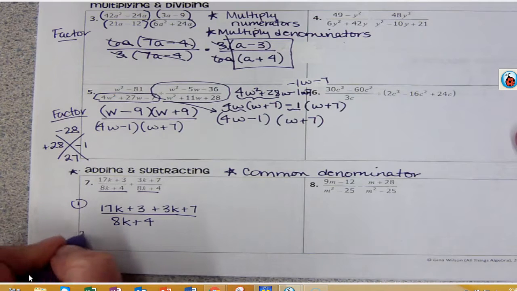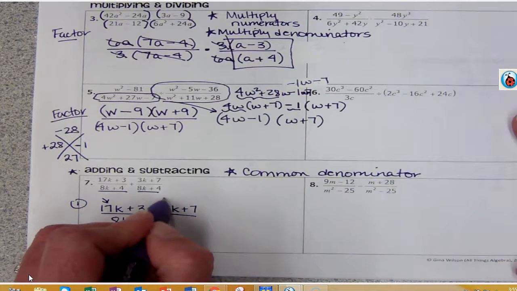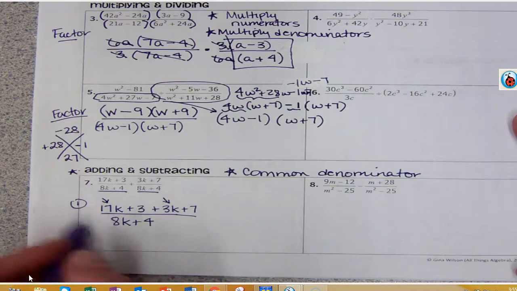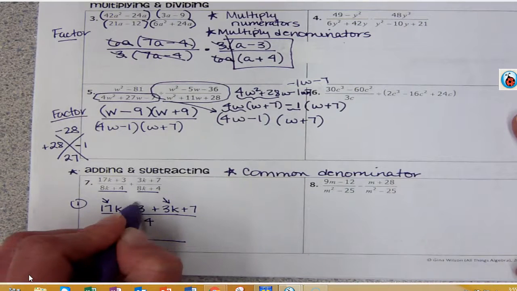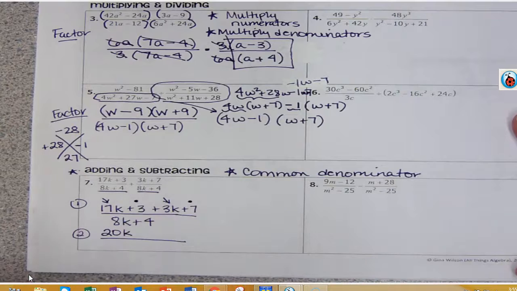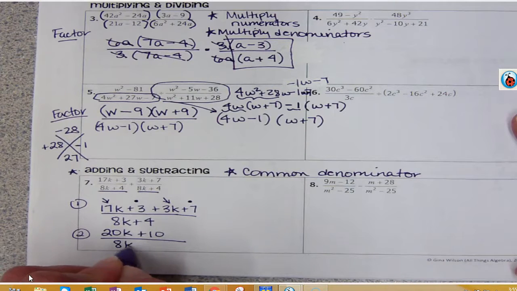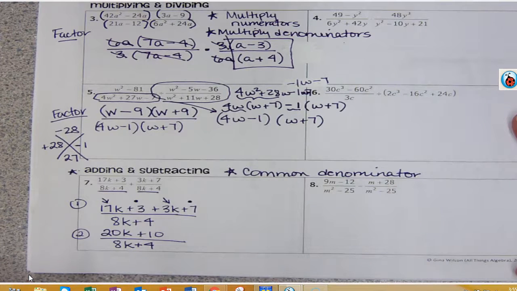Now I'm going to combine my like terms. The like terms are going to be the ones with the k in it there. So I've got 17k and 3k. When I combine those, I'm going to have 20k. My other like terms are going to be the numbers without the variables. So 3 plus 7 is going to give me 10. My denominator stays the same. Make sure that when you combine those, you are not adding your denominators together. The denominator does not change.